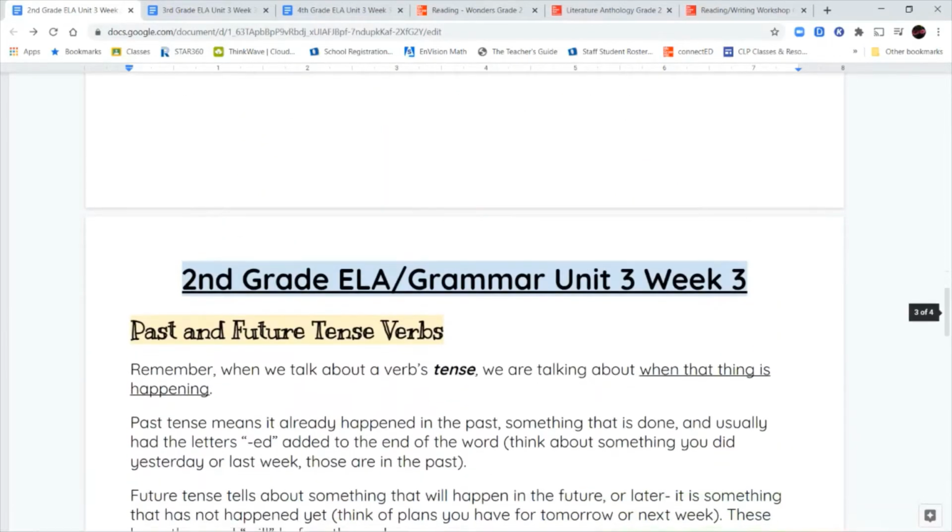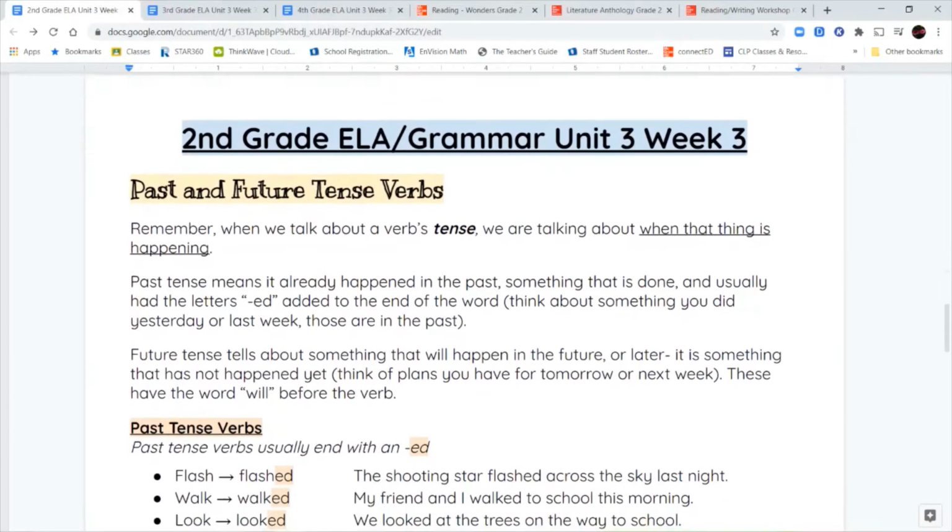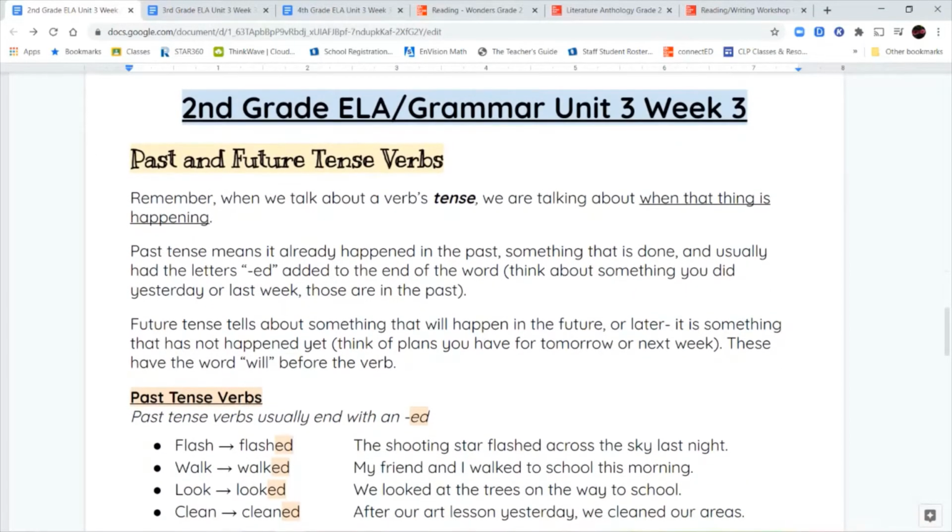For our grammar and ELA notes, we're going to be working more with verbs. So we've been doing this for a little while now. We're going to be talking about past and present tense verbs. Now remember, when we're talking about a verb's tense, we're talking about when something is happening. So the verb tense tells us, did something happen in the past, a long time ago? Is it in the present where it's happening right now, or is it in the future that it's going to happen later?